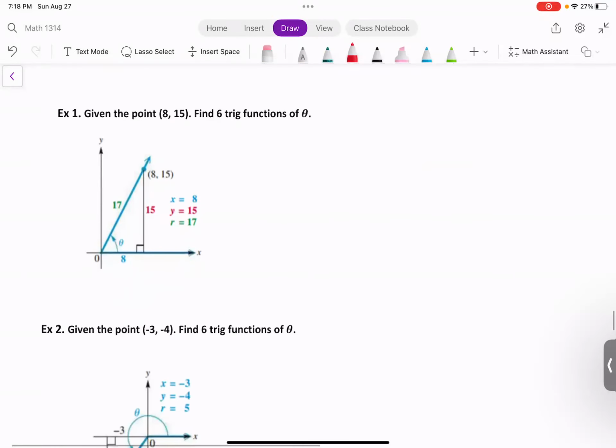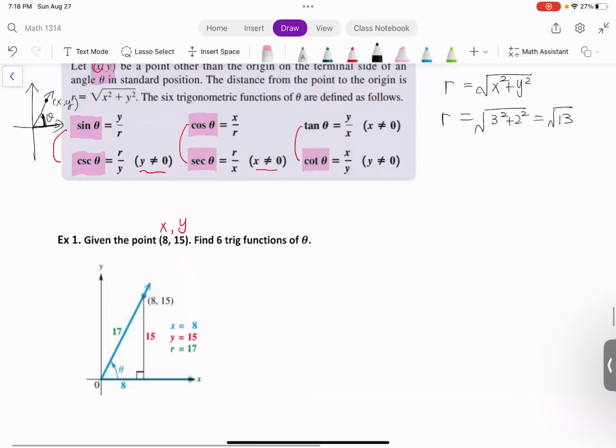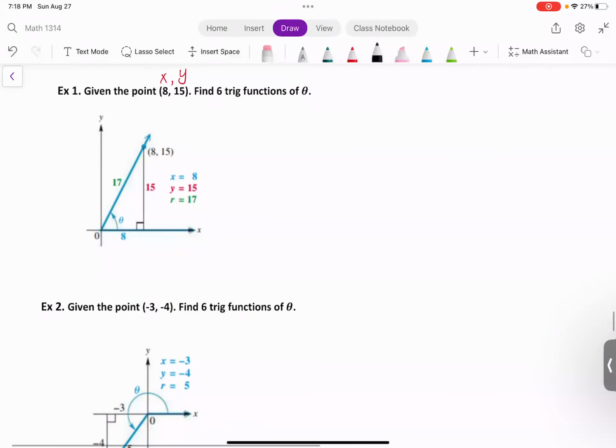All right, let's see example 1. Given the point (8, 15), that means the x value is given, and the y value is also given. Find the 6 trig functions. So you should memorize these 6 functions and maybe pull out a scratch paper and write them a couple of times on the paper every day. All right, find the 6 trig functions.